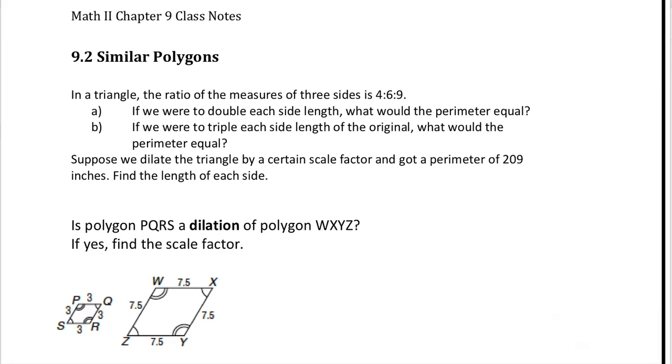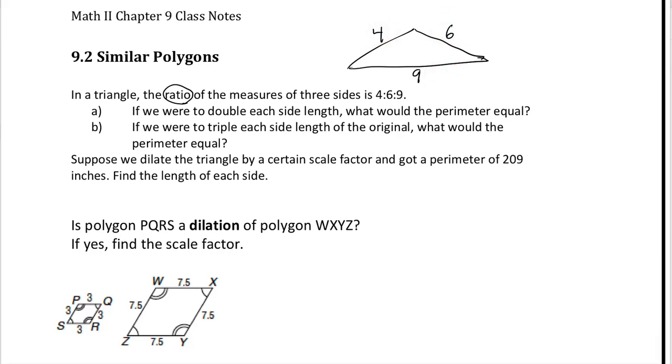So first question, in a triangle, we have some triangle. The ratio of the measures of the sides is 4 to 6 to 9. So let's just assume the sides are 4, 6, and 9. Notice this is a valid triangle because 4 plus 6 is greater than 9.